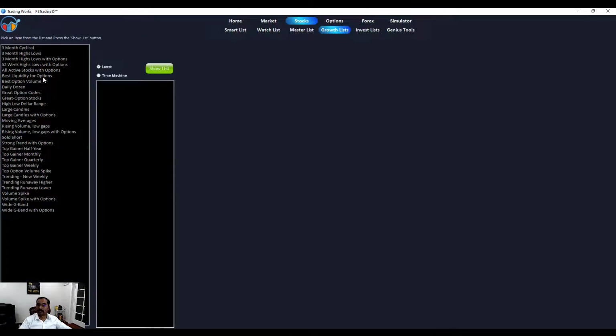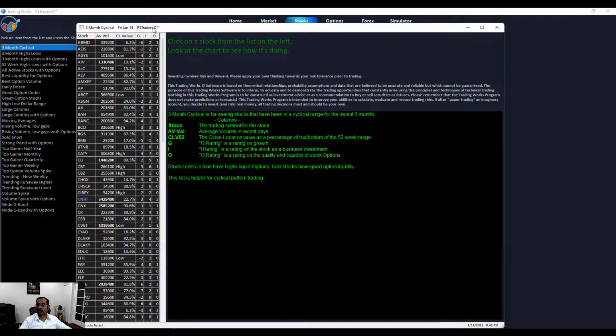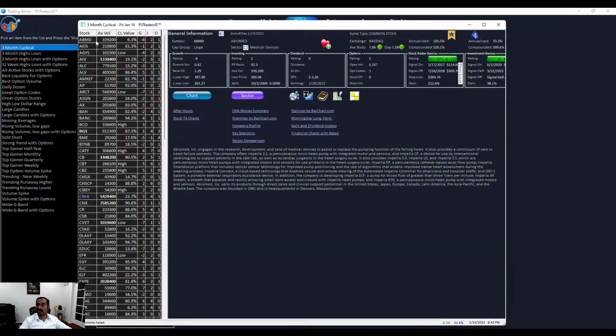So growth list is nothing but a preloaded list based on some criteria, and all these lists are dynamically loaded every day based on the logic and algorithm. So if you want to see, say, 3 months cyclical trading, what are all the stocks, you can go and pick one stock and investigate.